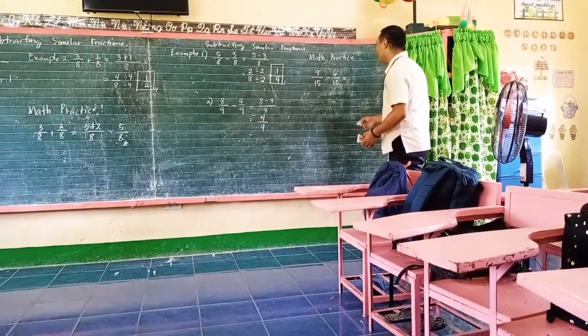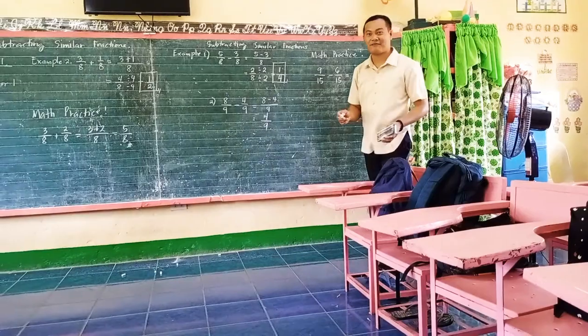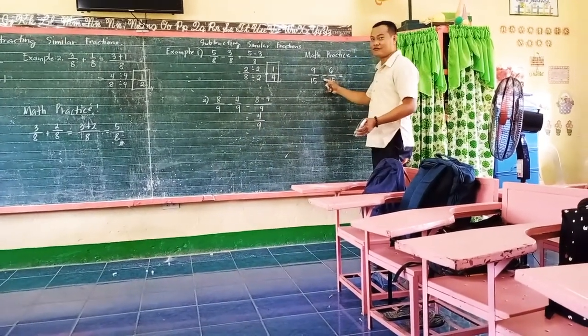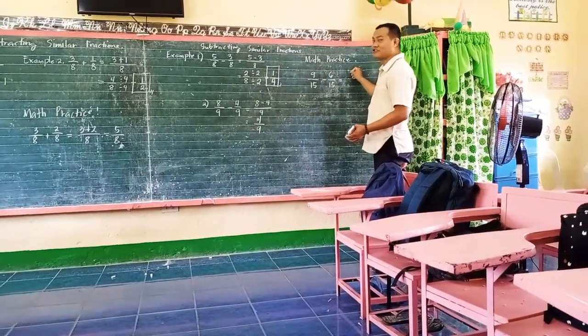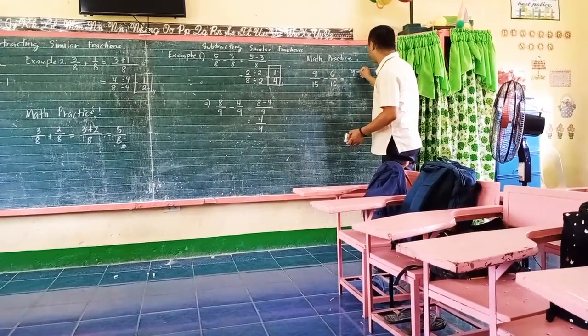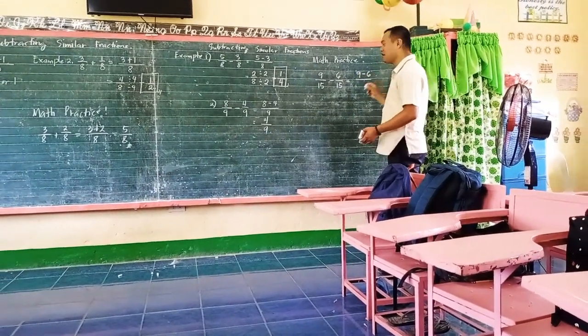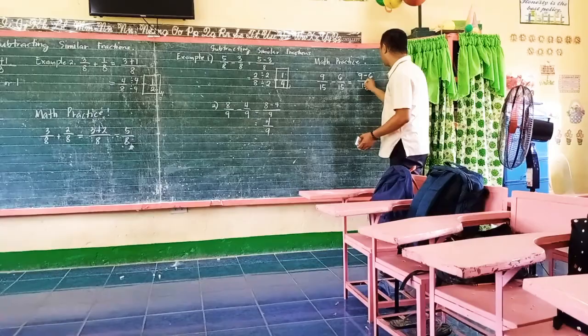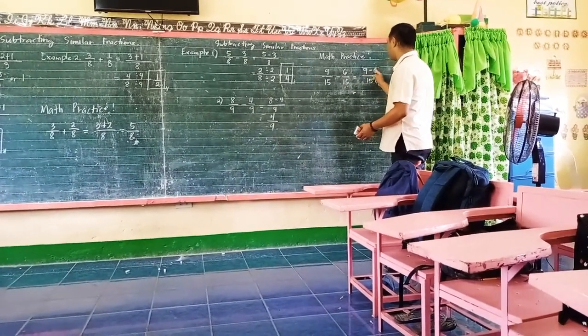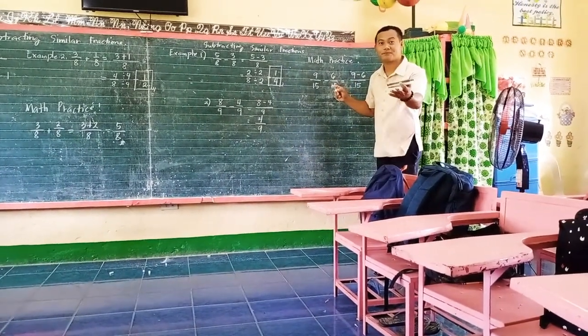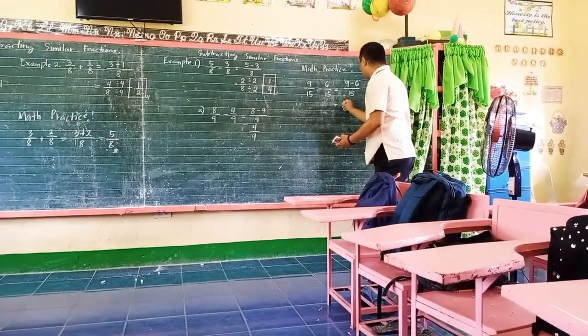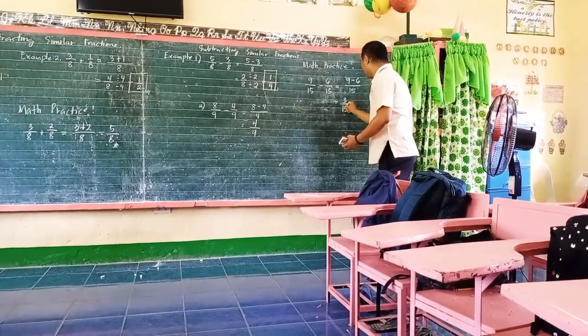Okay, very good. So, let's see whether we have the same answer. So, again, apply the rule. We have to get the difference of the numerators. We have 9 minus 6, and then we copy the common denominator, that is 15. So, that 9 minus 6 is, very good, 3 over 15.